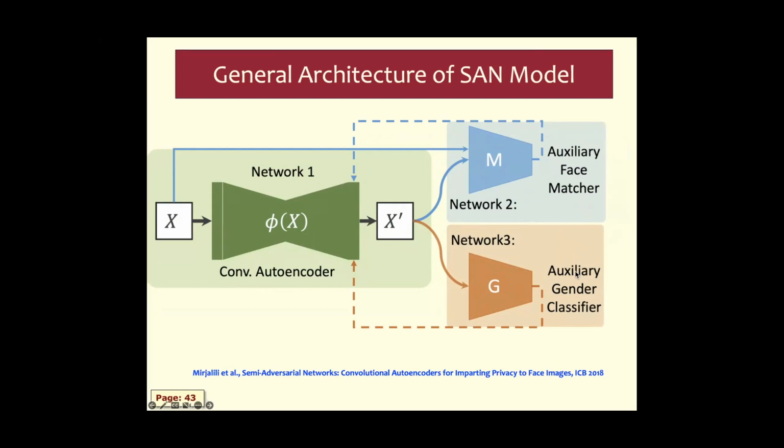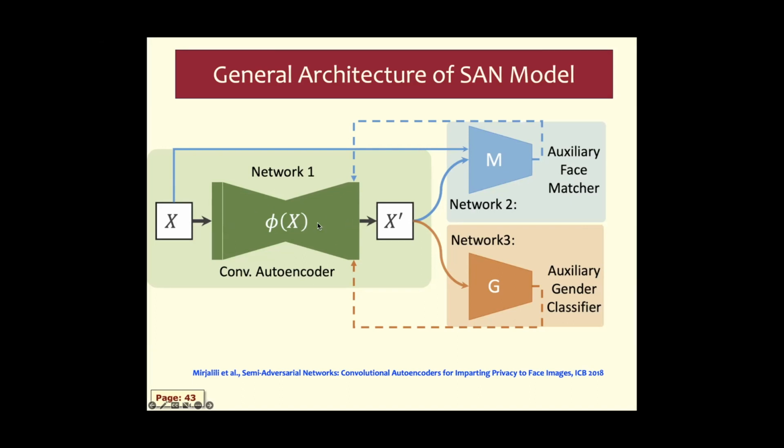We use the word auxiliary because during training, you can use a specific face matcher and a specific gender classifier, but during testing, you're not obliged to use the same face matcher that you see here, nor the same gender classifier that you see here. So these are labeled as auxiliary in that they're only used during the training stage.